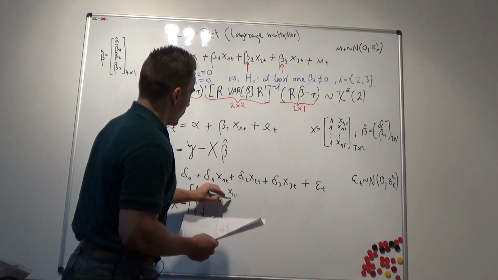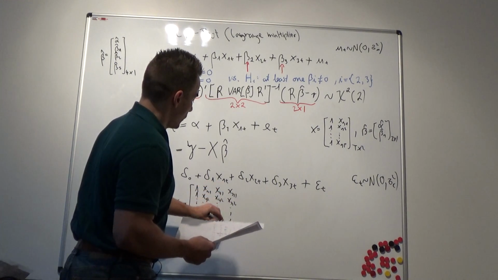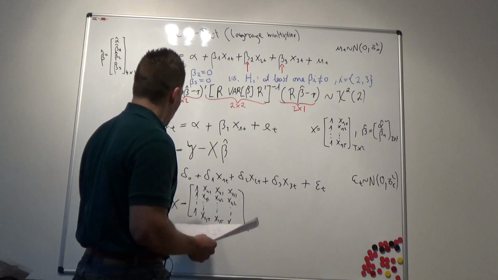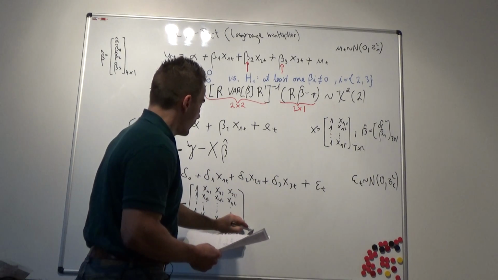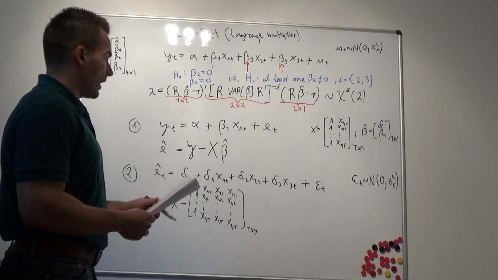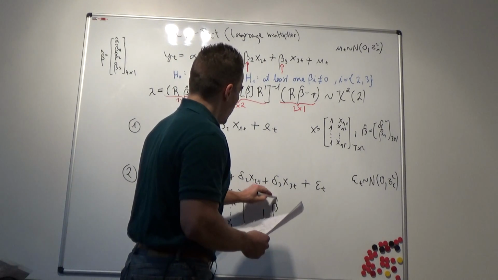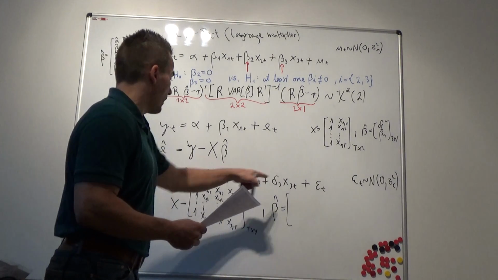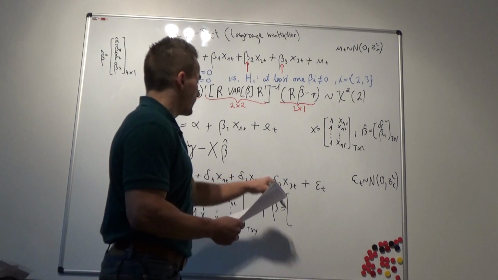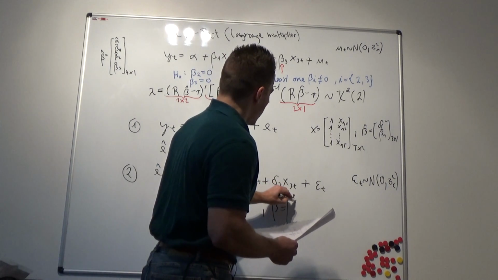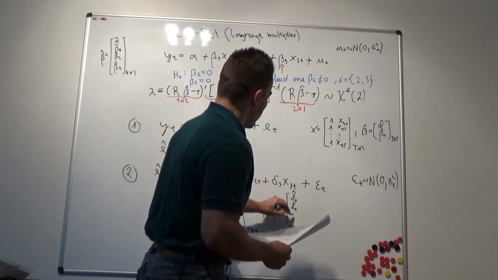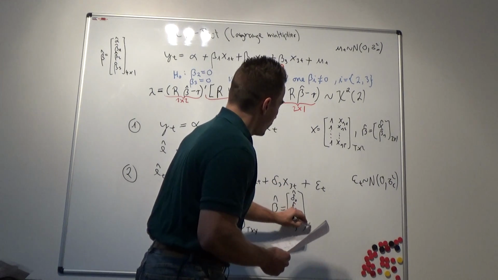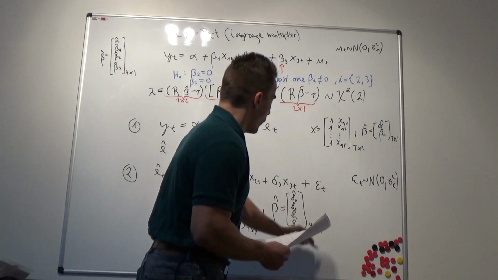Our x31, x32, until we reach x3 capital T. So what we have here is that our X now becomes, in this regression equation, a T by 4 matrix. And our corresponding parameter vector beta hat for this regression equation consists of the corresponding parameters delta 0, delta 1, delta 2, delta 3. So it starts with delta 0 hat, delta 1 hat, delta 2 hat, and delta 3 hat. So our beta hat is a 4 by 1 vector.